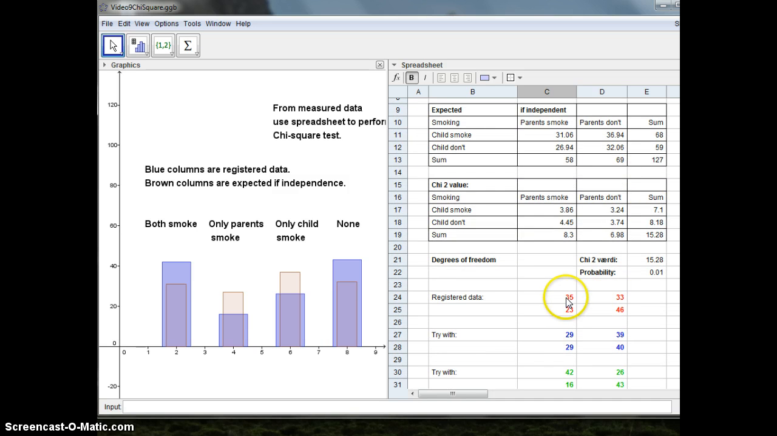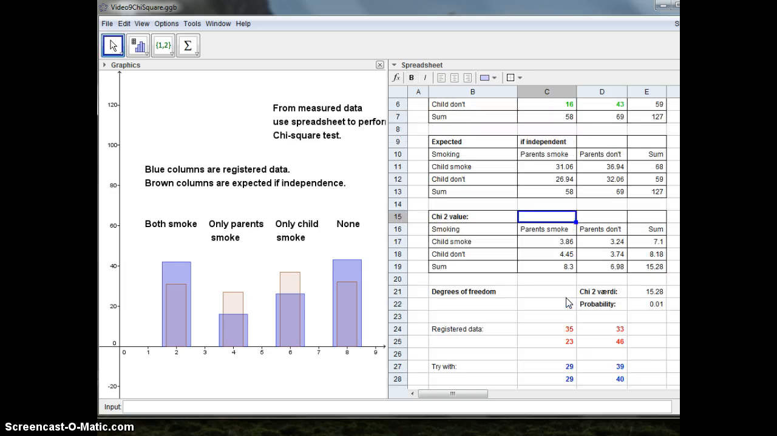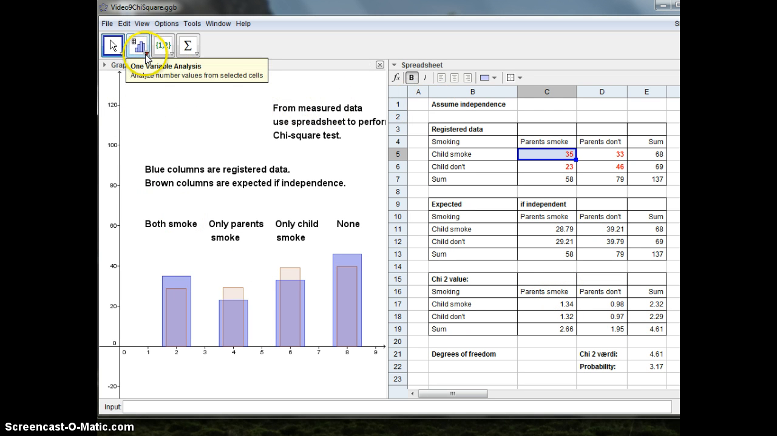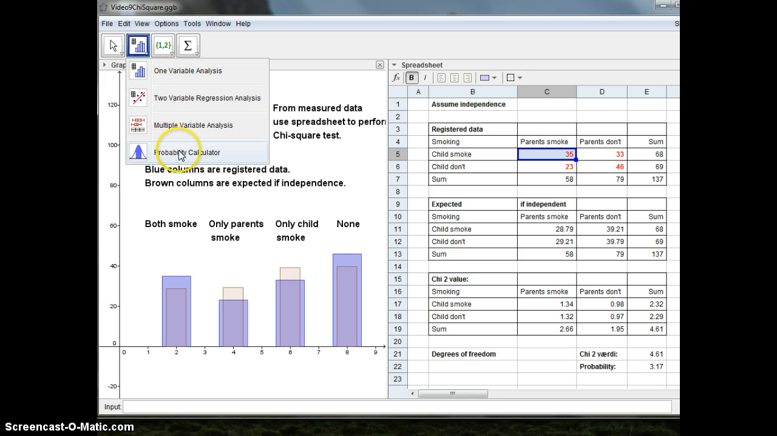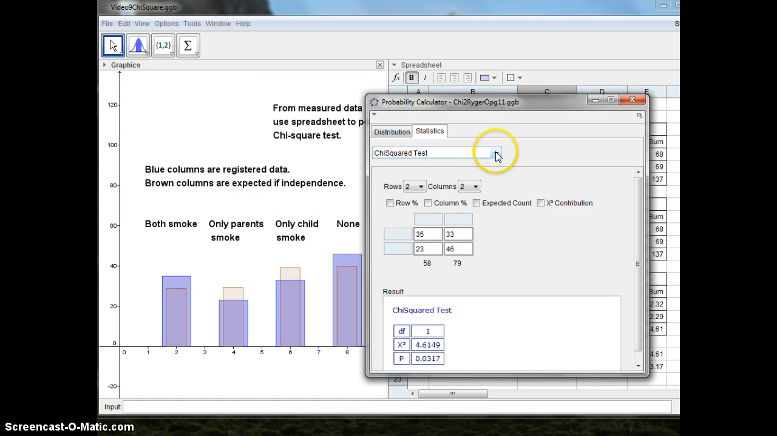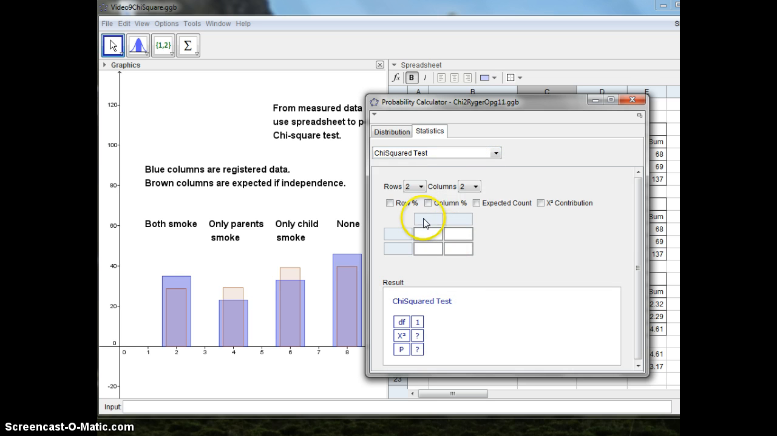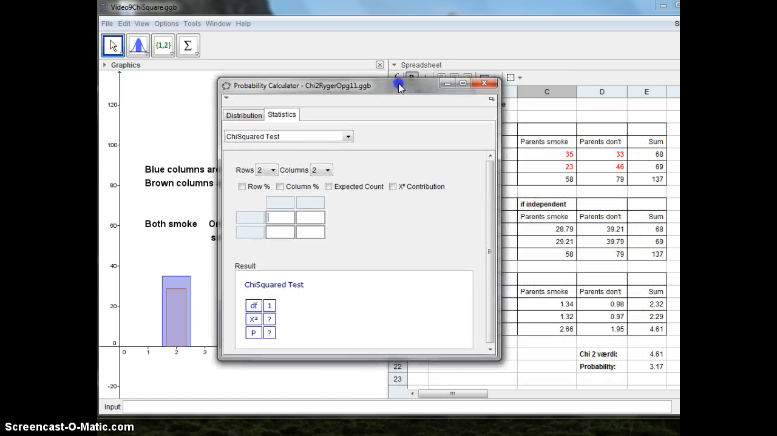Now I'll go back to the first figures. And I'll put them back, because now I'll use the possibility of computing these data. So I'll go to the probability calculator, and I've already chosen the chi-squared test, and I've already chosen 2 rows and 2 columns. Now I'll put the data in.